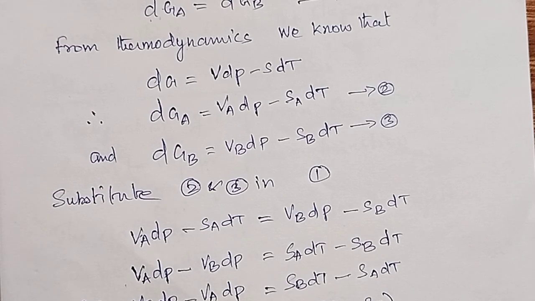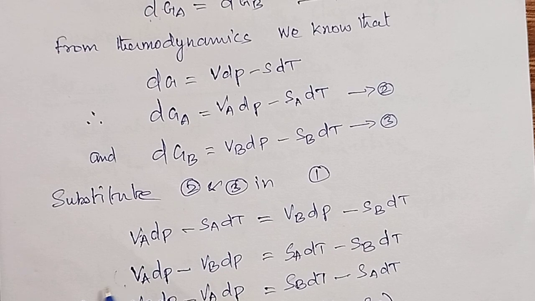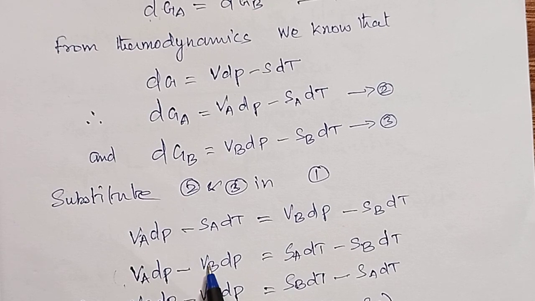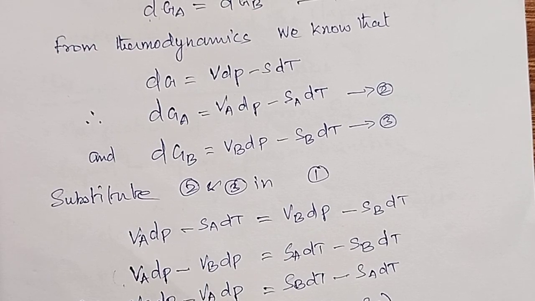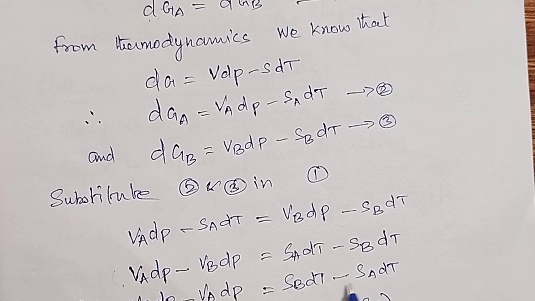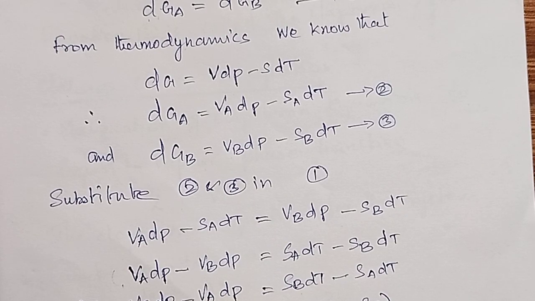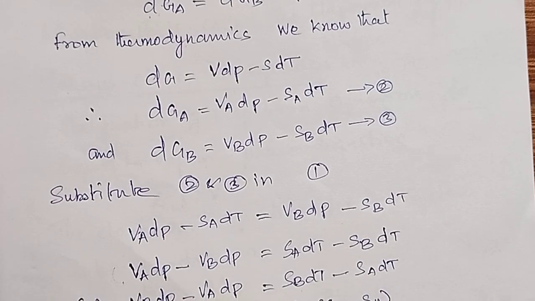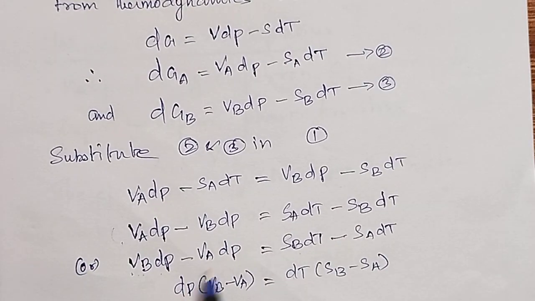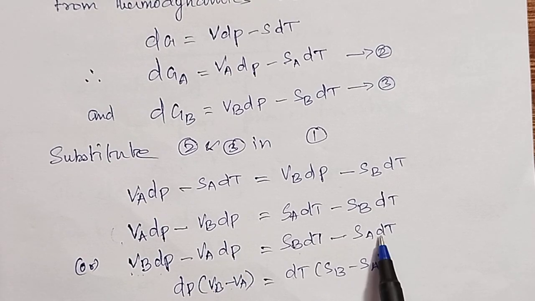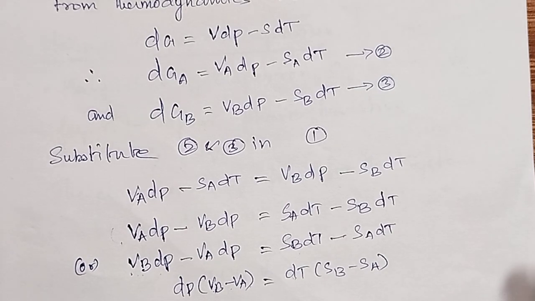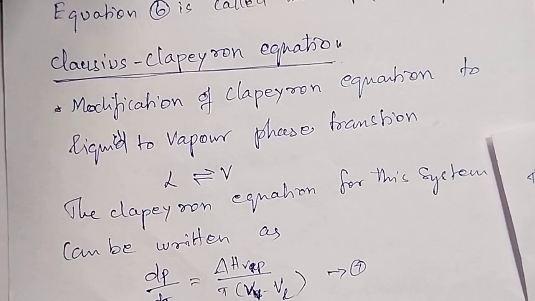How can I get this equation? Just multiply this equation by minus on both sides. If you multiply by minus on both sides, this will become minus and this will become plus. This is how the equation becomes Vb dP minus Va dP, that is equal to Sb dT minus Sa dT. Taking dP common, we get Vb minus Va, and similarly taking dT common, we get dT into Sb minus Sa.